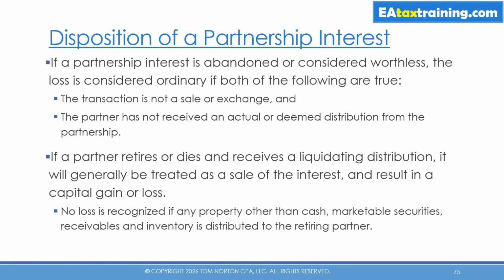If a partner retires or dies and receives a liquidating distribution, then that will generally be treated as a sale of the partnership interest. And then the result of that is a capital gain or loss. So you're leaving, you're retiring from the partnership, and they're saying, okay, here's your share of the equity in the partnership, and they give you a distribution.